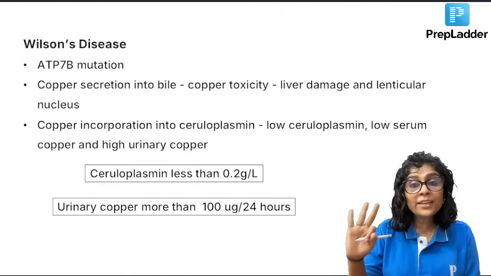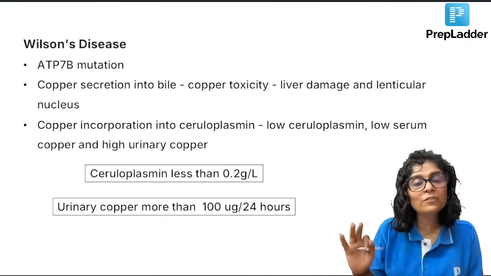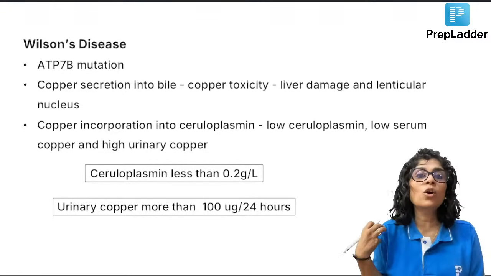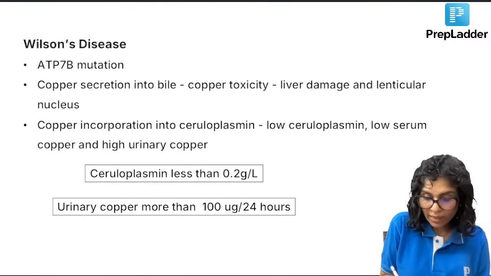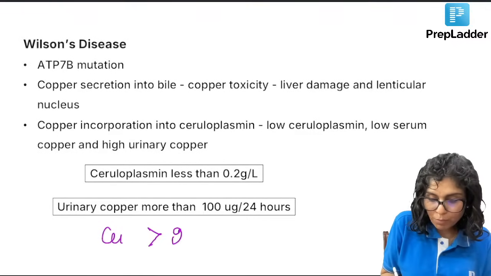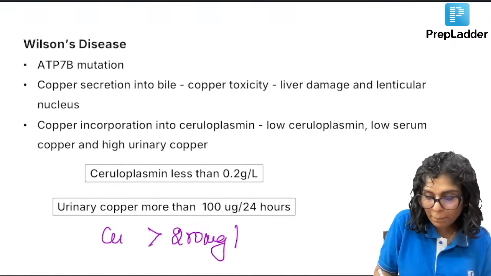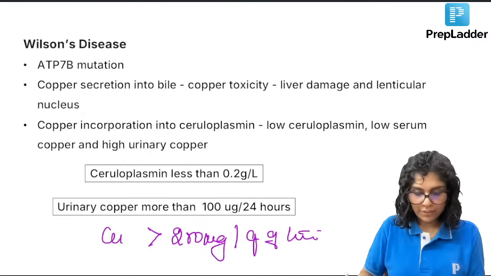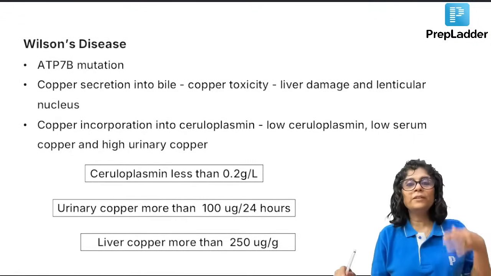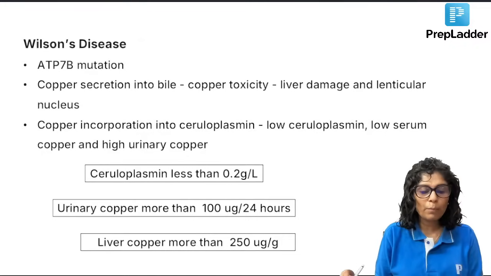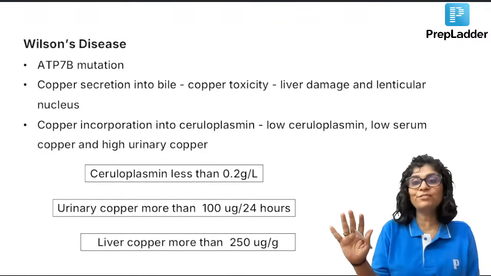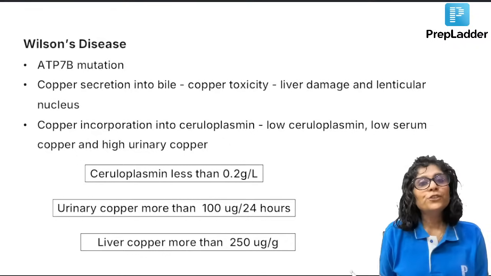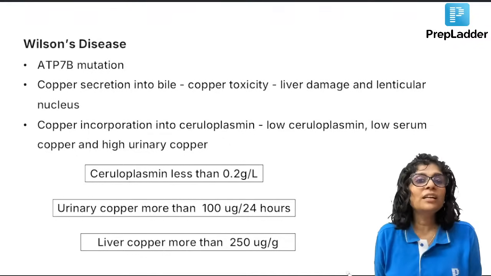Third and definitive investigation. What is the definitive investigation for Wilson's disease? Liver biopsy and checking the copper content in liver. If the copper content in liver is more than 250 microgram per gram of tissue, that is the definitive diagnostic investigation for Wilson's disease. These are the investigations that you can ask for Wilson's disease.